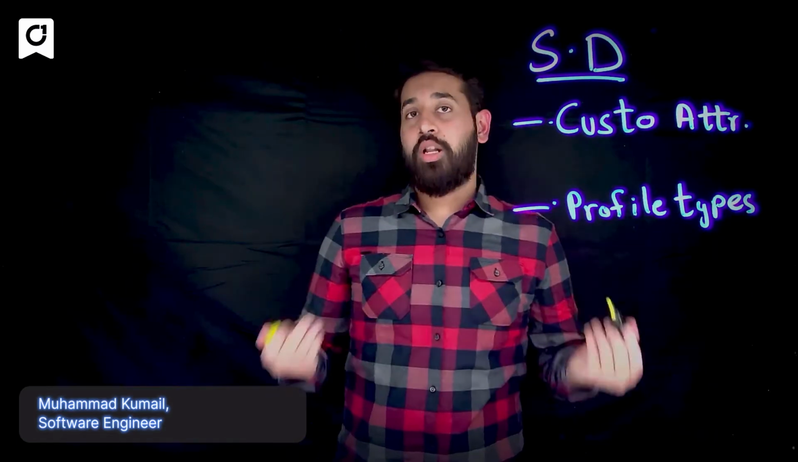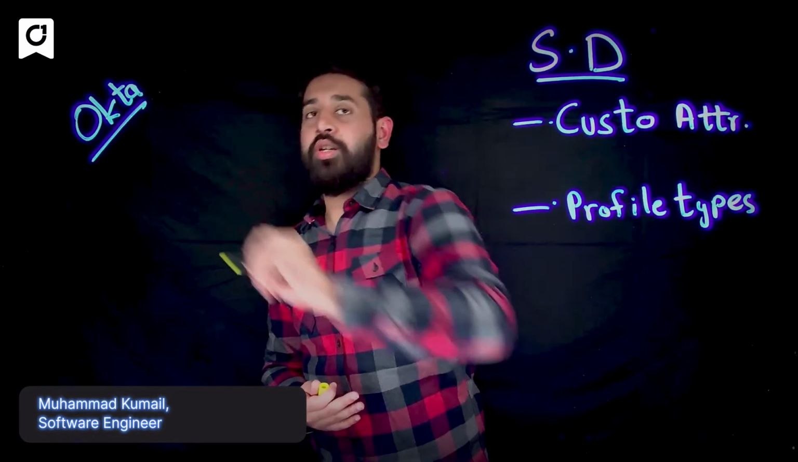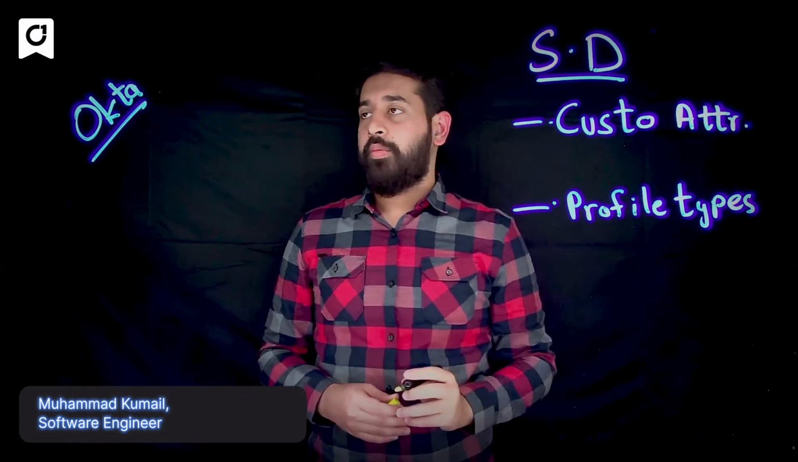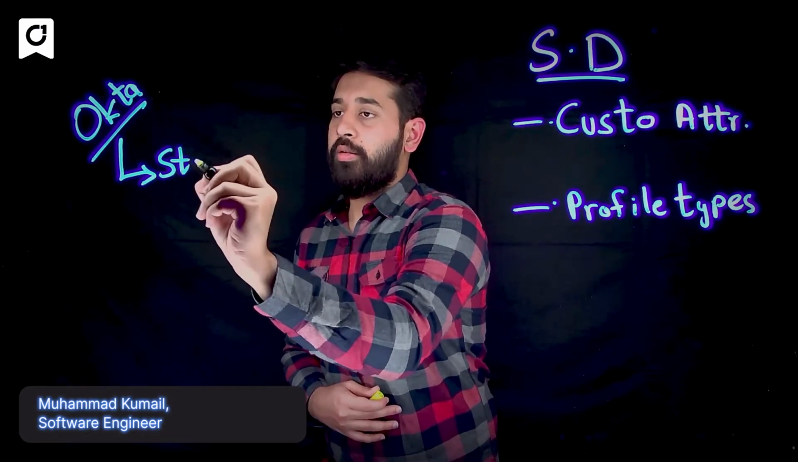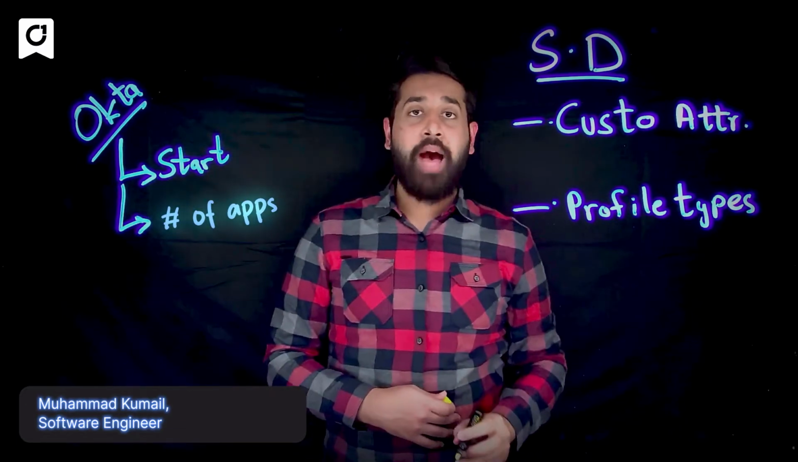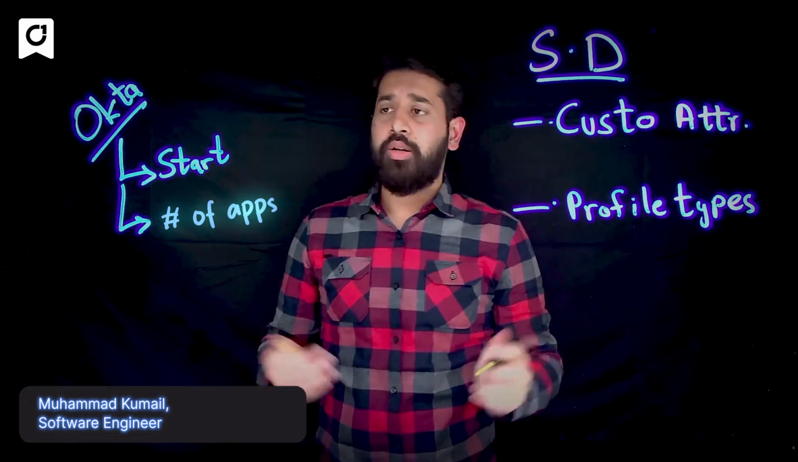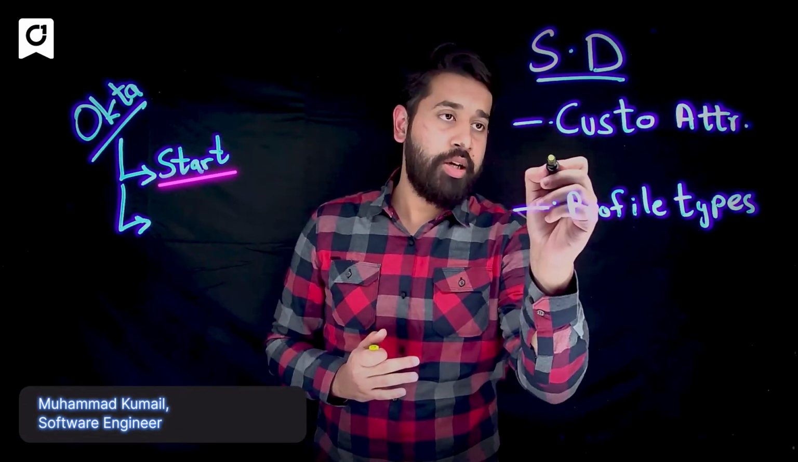So let's say we have a connector called Okta, which allows us to give a bunch of attributes. It could be start date, number of apps, and a bunch of other information. So let's say we have start date, and after sync, what we can do is create a custom attribute.